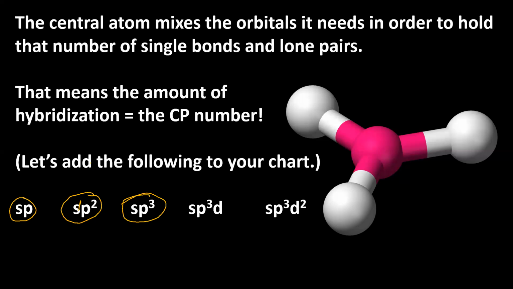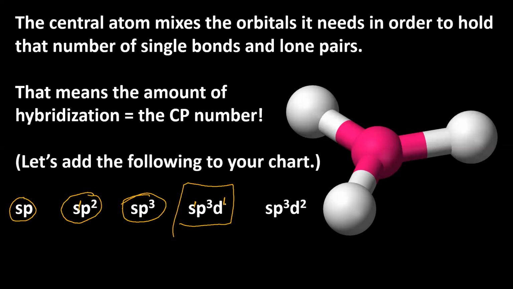Now notice what happens when we get to 5. I have it up on the screen already. 1 S, 3 p's, but now I'm out of p's. So what sublevel comes after p? D. So it takes 1 d. So everything, all of those that start with the CP of 5, you would have sp3d hybridization. So that the 1 s, the 3 p, and the 1 d all add up to 5.